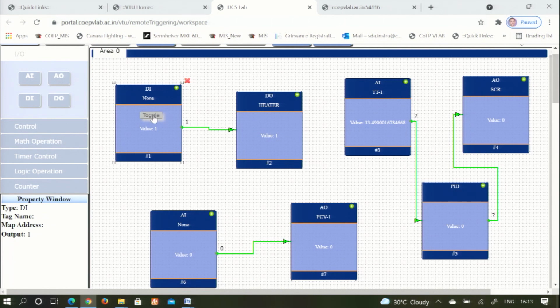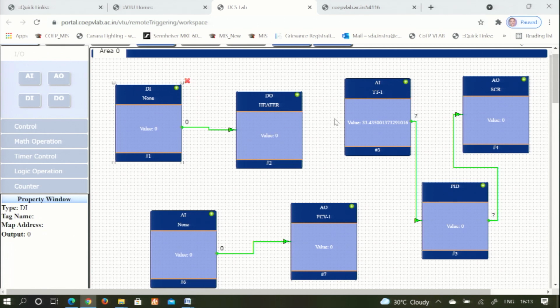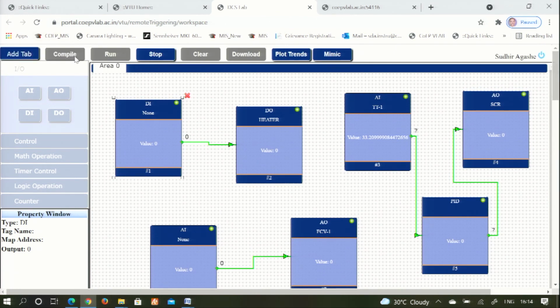For simplicity, I have developed this logic in which I have switched on the heater, because my problem statement is to raise the temperature of water so that it becomes steam. Then, for the temperature of the boiler drum, the hot water temperature, I am using a PID controller to operate the firing angle of the SCR.